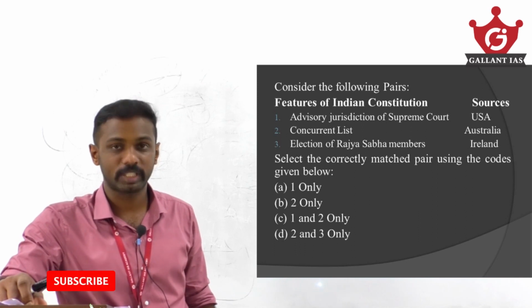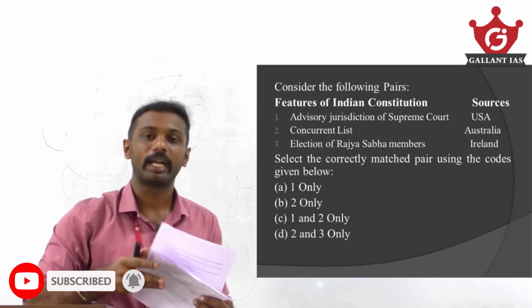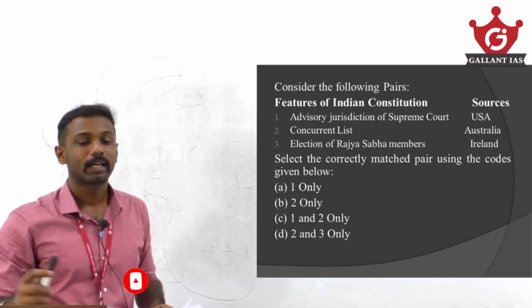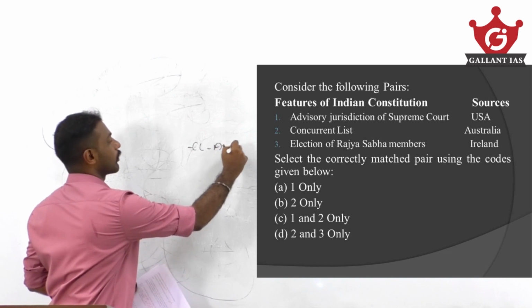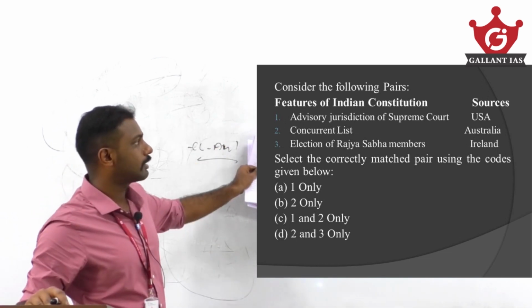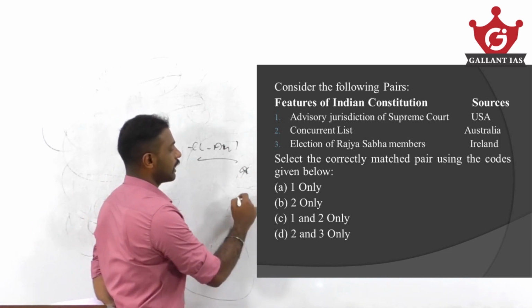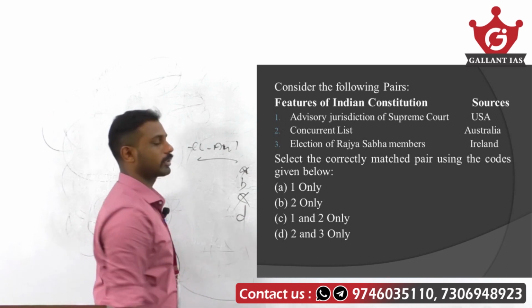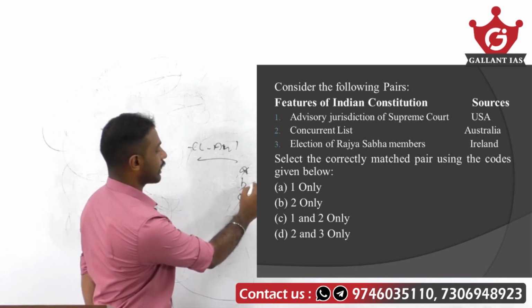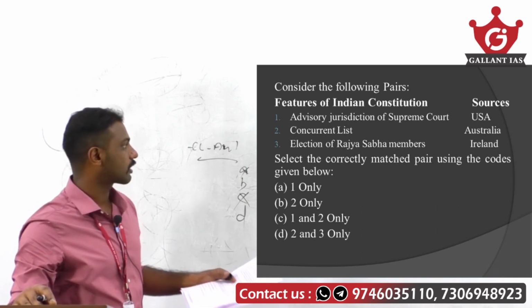So statement 1 should not be there in our answer. We can eliminate option A as well as option C. The rest is B and D, which automatically says that concurrent list belongs to which country? Australia. Why? Because advisory jurisdiction we took from Canada. So either B or D should be our answer, which shows that 2 is a correct statement. That means concurrent list we took from the Constitution of Australia only.